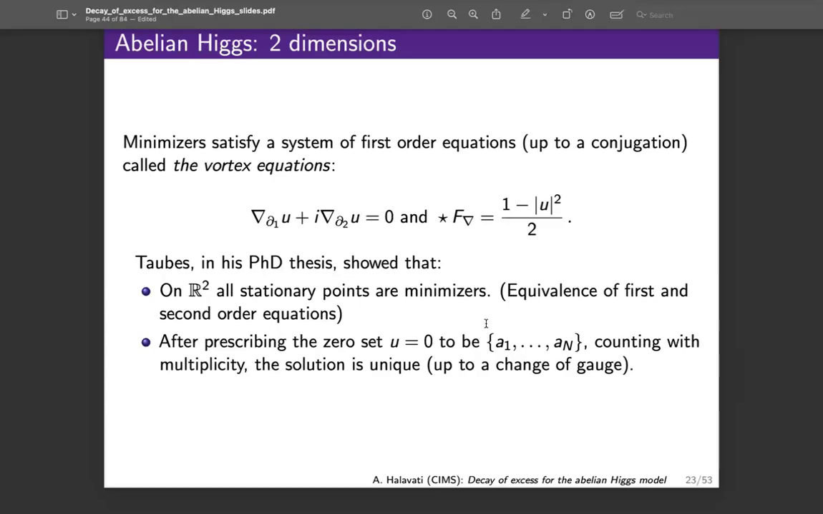And after you prescribe the 0 sets, counting with multiplicity, the solution is unique, right? So basically, the minimizers of this energy behave like non-interacting vortices, right? And the energy with n vortices is exactly equal to 2 pi n, say if n is a positive number. For reasons that I'm going to convince you of later on, it was necessary for us as a toolbox to improve these uniqueness results to some quantitative stability, right?